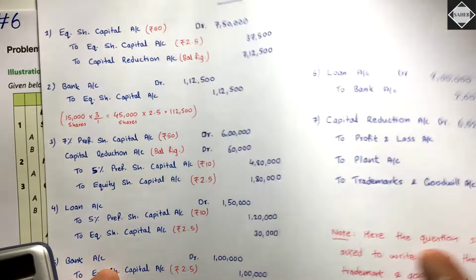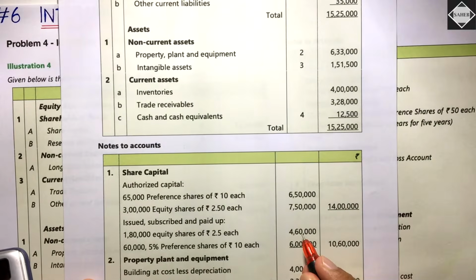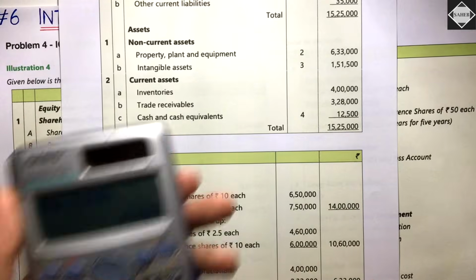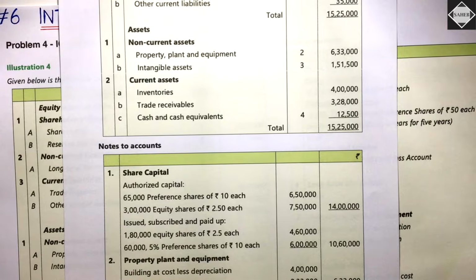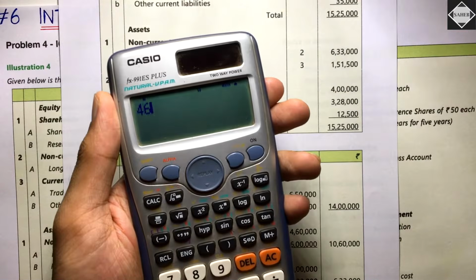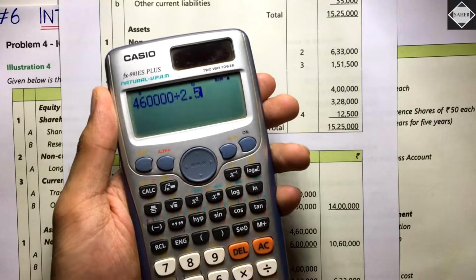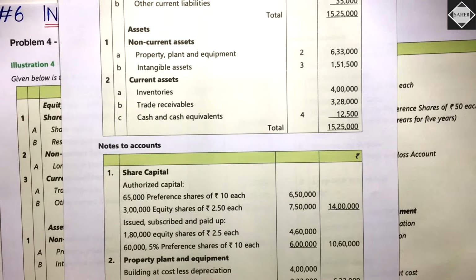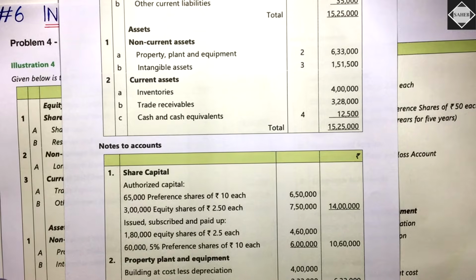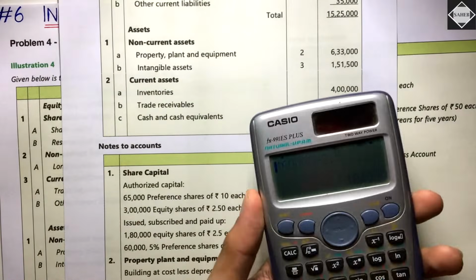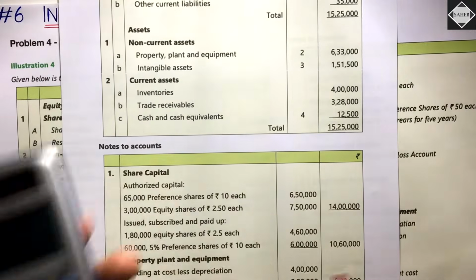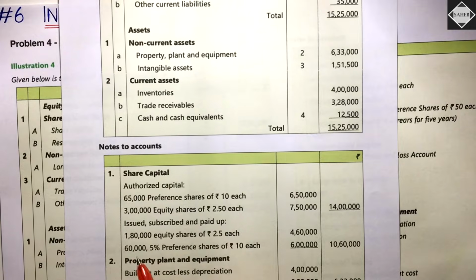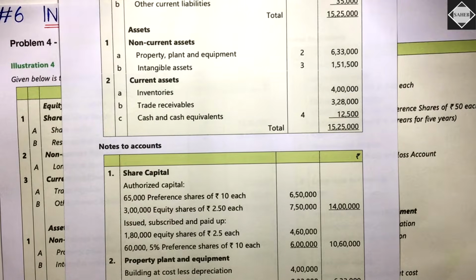In notes to accounts, divide this 4,60,000 by 2.5 and you will get the number of shares. 4,60,000 divided by 2.5 is equal to 1,84,000. There is a mistake over here, it should be 1,84,000. You can check: 1,80,000 into 2.5 is equal to 4,50,000, so here there is a mistake. This should be 1,84,000. Fine, moving on, I will correct it afterwards.